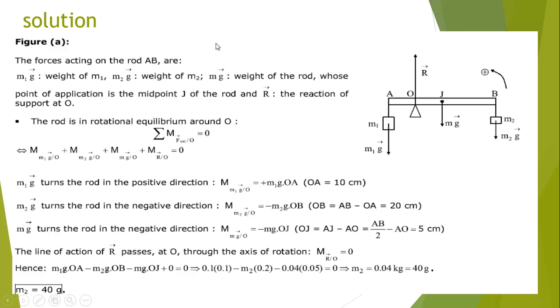In the first situation, the forces acting on the rod AB are its weight, M times G, the tension at A, where the tension is equal to the weight of M1, the tension T2, for example, at B, where it's equal to the weight of M2, and the reaction of support at O. So the rod AB undergoes the action of four forces: weight 1 applying at A, weight 2 acting on B, the weight of the rod represented at its center of gravity, and the reaction of support represented at O.